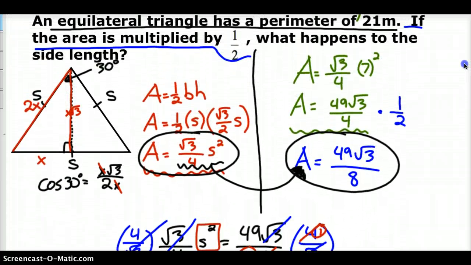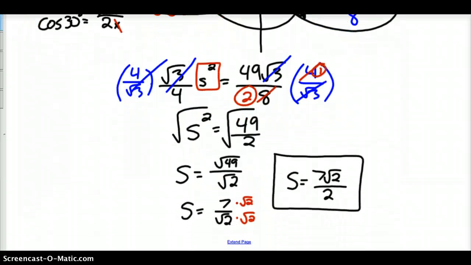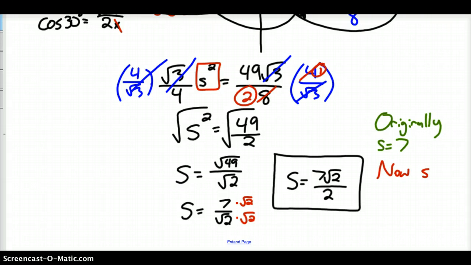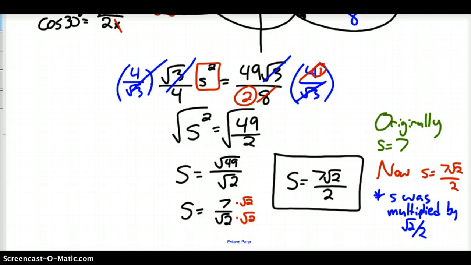Okay, and they said, what happens to the side length? Well, remember, originally the side length equals 7, right? Now s is 7 rad 2 over 2, right? So basically we can say that s was multiplied by radical 2 over 2. Okay, so this is an example of a problem that's a little bit more complicated, and we really need to have a lot of knowledge of special right triangles to make it work.